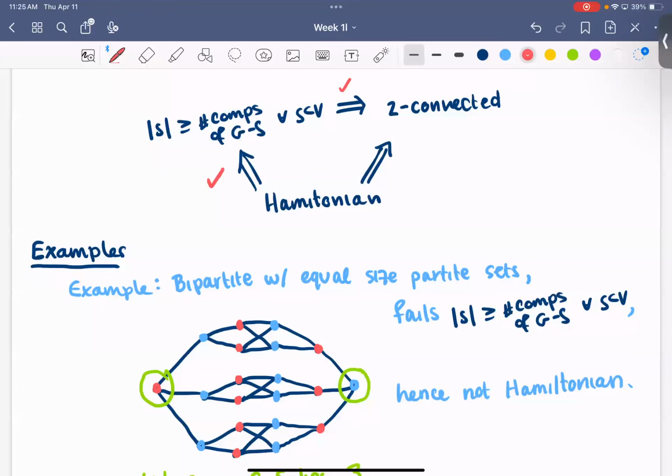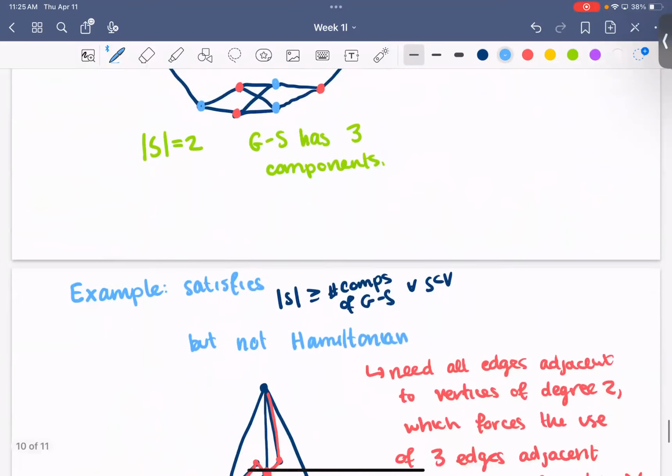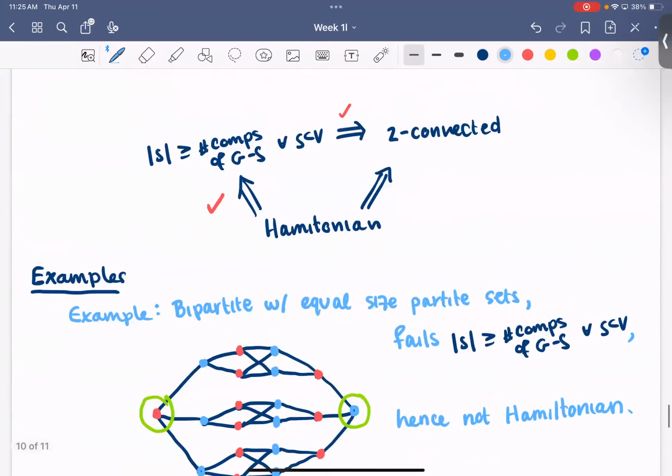And then do we have an example of something that is 2-connected but not Hamiltonian? That should be pretty easy to come up with. Does anyone have one in mind? Yes, okay. So this is example 1, and this also is violated by example 2.